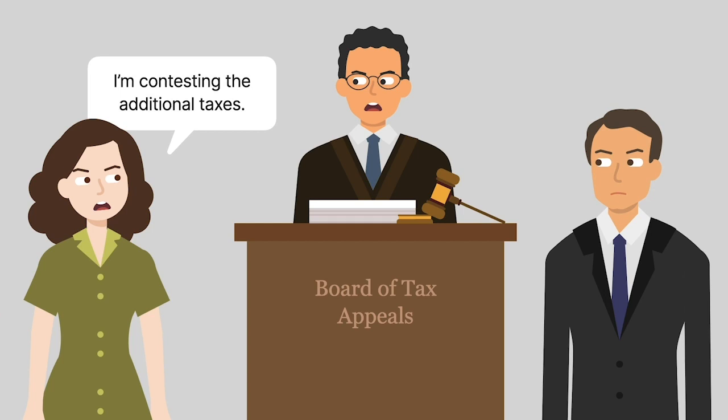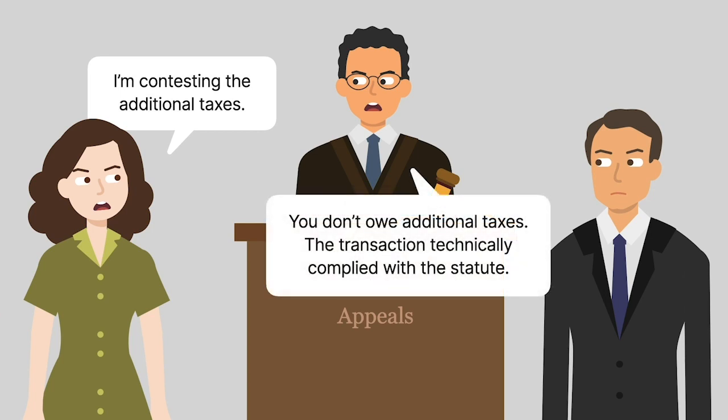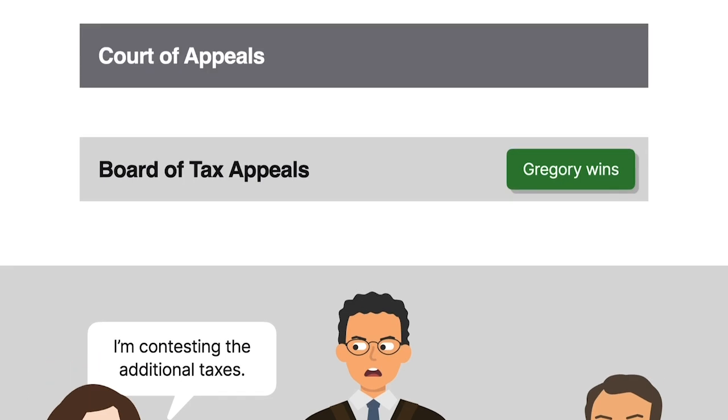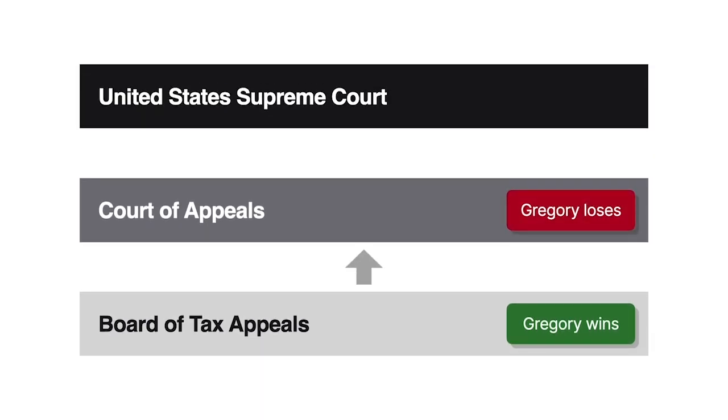The Board of Tax Appeals found that Gregory didn't owe additional taxes because the transaction had technically complied with the reorganization statute. The Second Circuit reversed this ruling, finding that the reorganization statute didn't apply because, in substance, the transaction wasn't a true reorganization. Gregory appealed, and the United States Supreme Court granted cert.